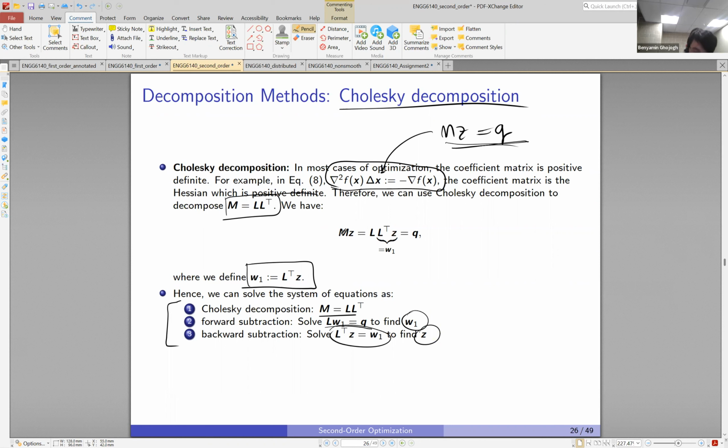If we assume M is a dense matrix, a dense positive definite matrix, it's very hard and very time consuming to solve this equation, especially when we have a huge M, but it's faster to do it here.